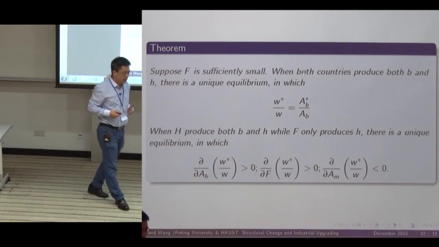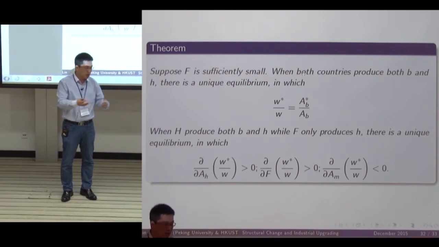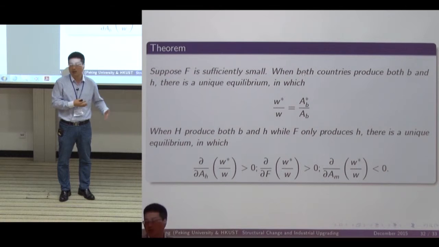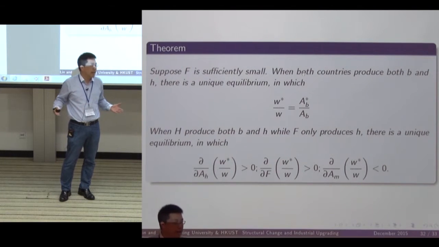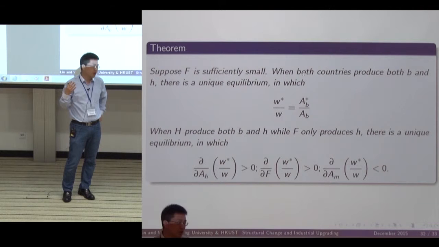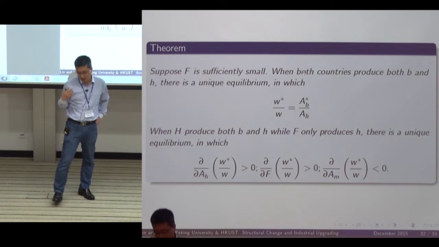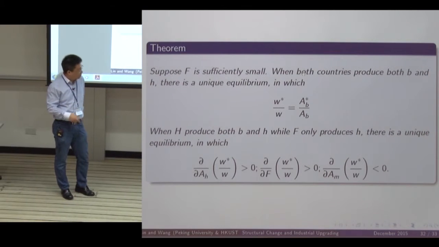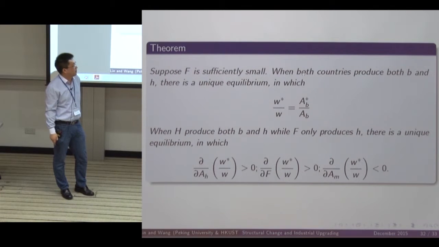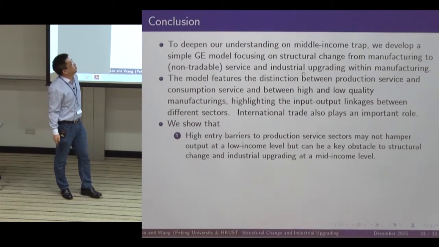So this basically depends on the different trade equilibrium, which is endogenous, and the reduction of the entry barrier to production service might have totally opposite implications for this convergence-divergence result. This is the main message. So let me just conclude.